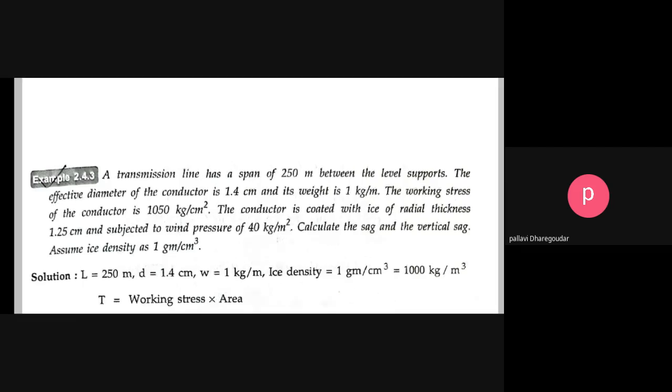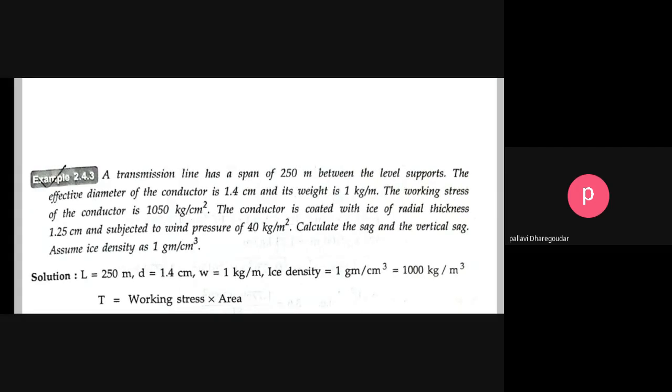First, just find out T, the tension. Tension equals working stress into area. The working stress is given as 1050 kg per centimeter square. So 1050 into pi by 4 d square. Remember all are in centimeters, so we are considering centimeter only. The mass is in kg and the length is in centimeter. If we have anything in meter, just like L is in meter, we have to convert it into centimeter if needed.